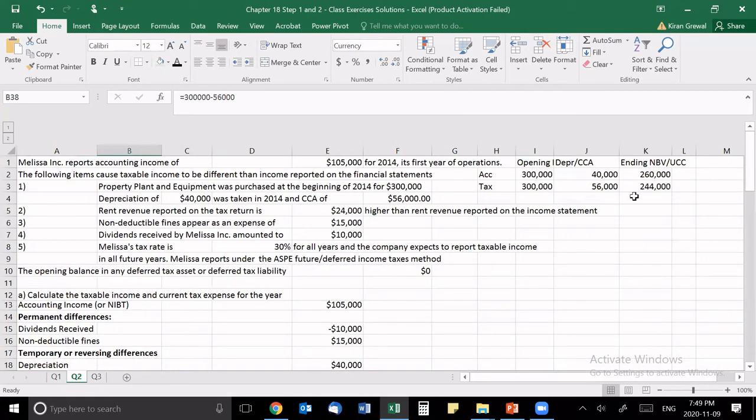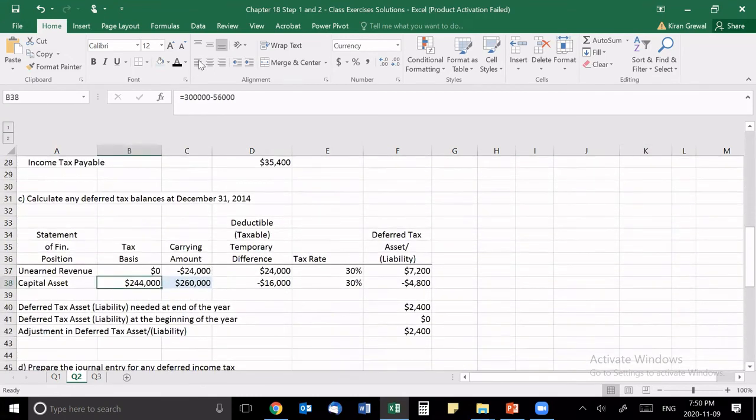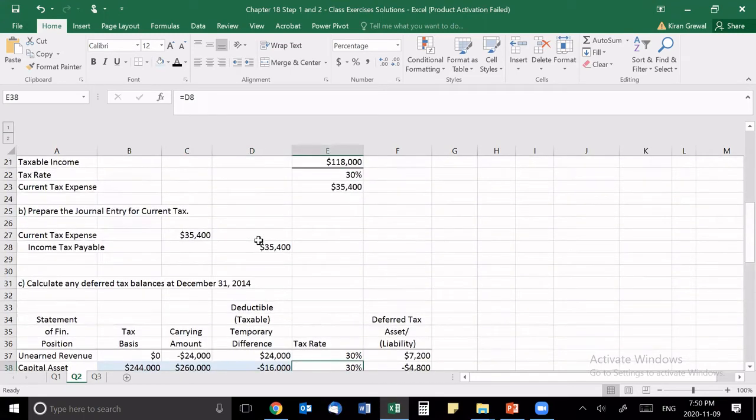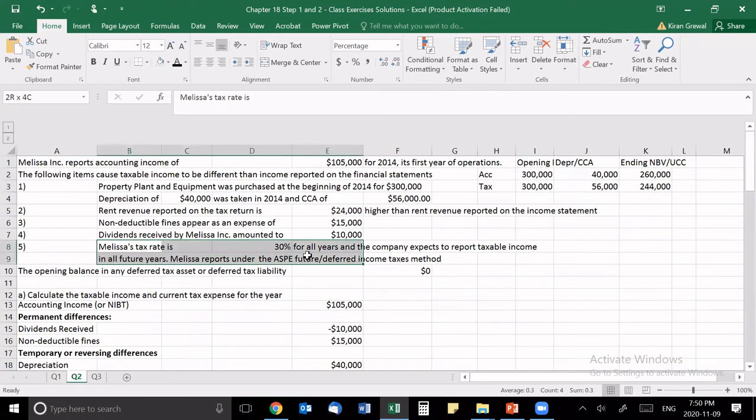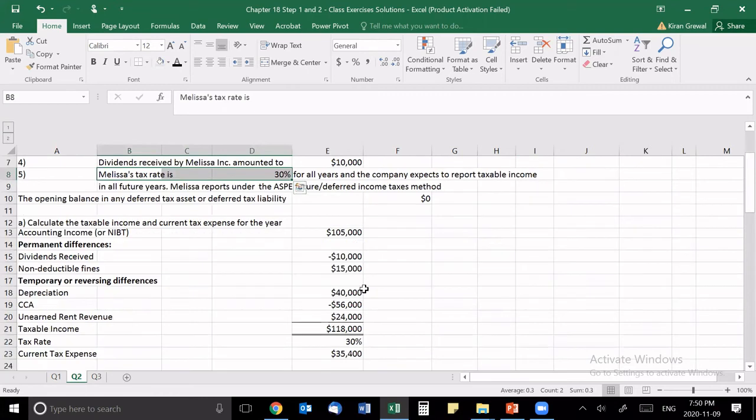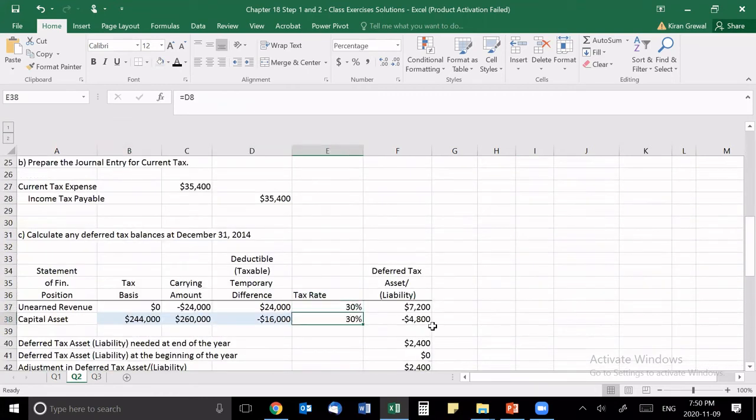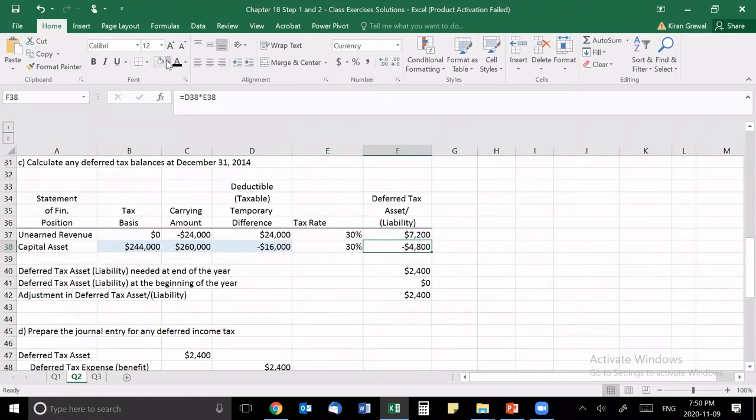The 244 comes from the ending balance for the UCC for tax purposes. So 244, so that's here. And then if we take 244 minus 260, that gives us a negative 16,000. Okay, so just tax basis minus carrying amount gives us negative 16,000 times by the tax rate. So in this question, it told us that Melissa's tax rate is 30%. Times by the tax rate, and then you get negative 4,800.